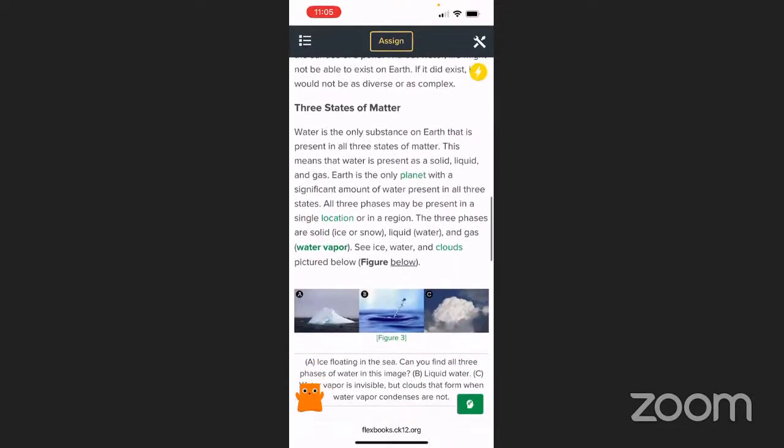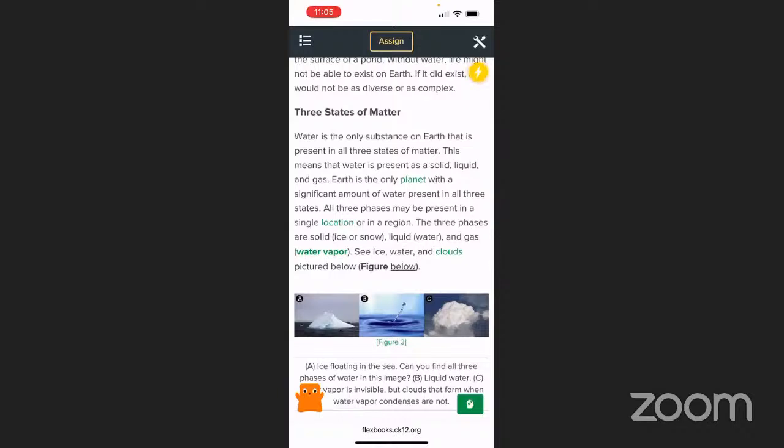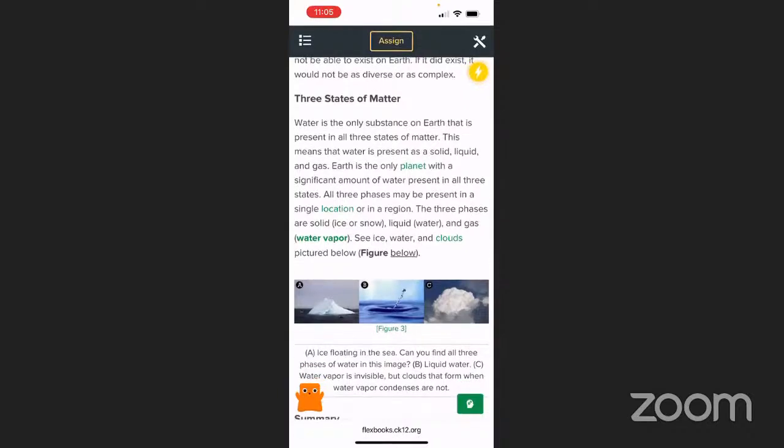So the three states of matter. Water is the only substance on Earth that is present in all three states of matter. This means that water is present as a solid, liquid, and gas. Okay? So can you give me examples of where water is like a solid, Haika? Can you give me an example of when water acts as a solid? When is water a solid?